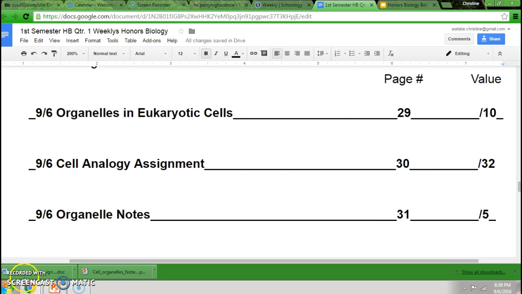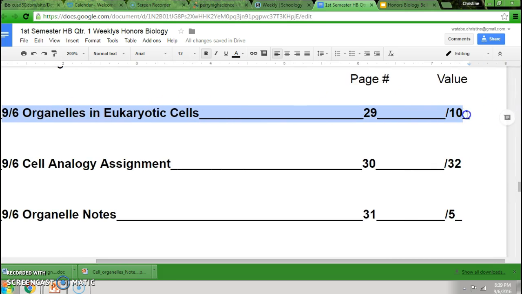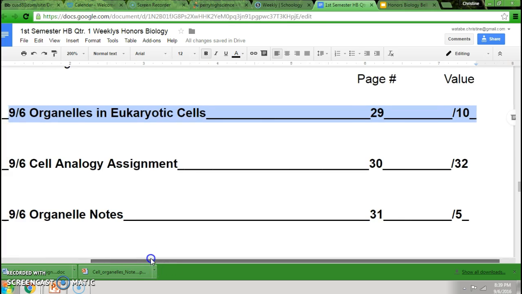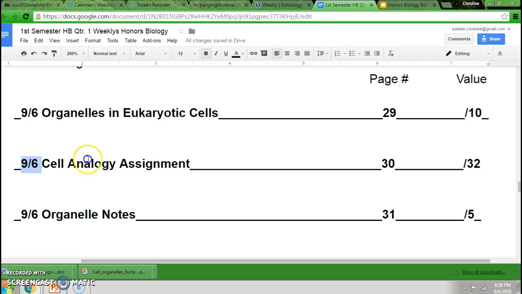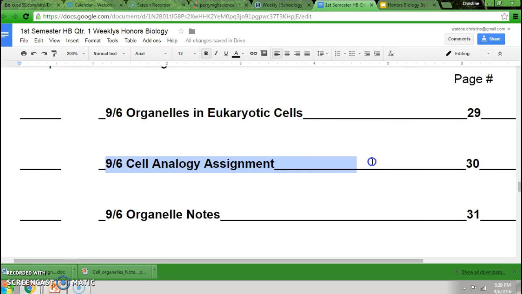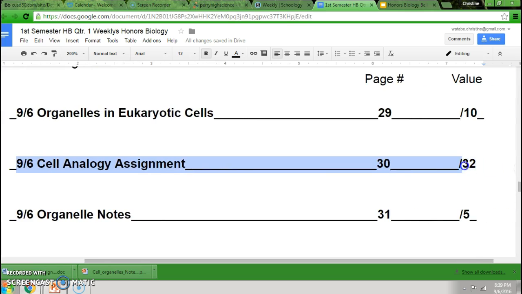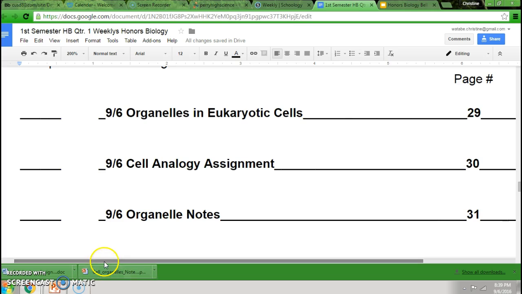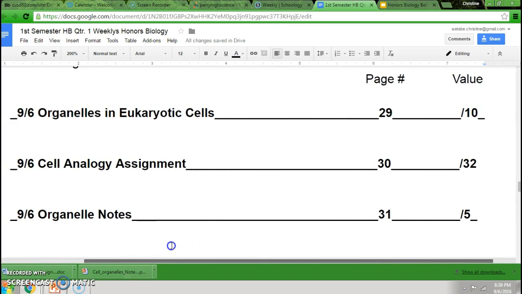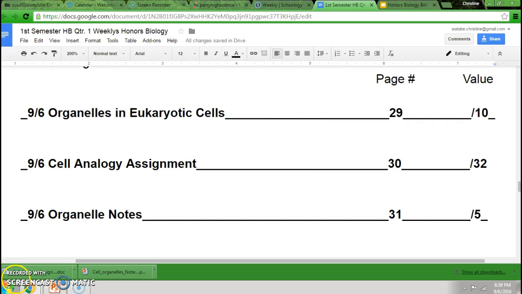All right, the next thing you need to do is take out your weekly and please update it with this information. So first item on the weekly, 9.6, organelles in eukaryotic cells. Second item, 9.6, analogy assignment, cell analogy assignment. Now currently that's at 32 points. I might actually change that to be more points. And then finally, organelle notes, and that's going to be on page 31. So I'll leave this up for a moment and take some time to get that copied down.